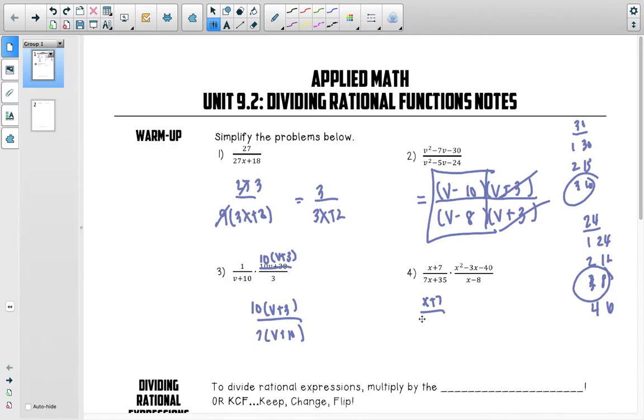The 7x plus 35, you can take out the greatest common factor, which would be 7, so that leaves you with x plus 5. And then factors of 40 that get you 3. So 1 and 40, 2 and 20, 3 doesn't work, 4 and 10, 5 and 8. 5 and 8 would be it. So you have x minus 8 and x plus 5. The x minus 8s would cancel. The x plus 5s can cancel, but these can't, so you're left with x plus 7 over 7.